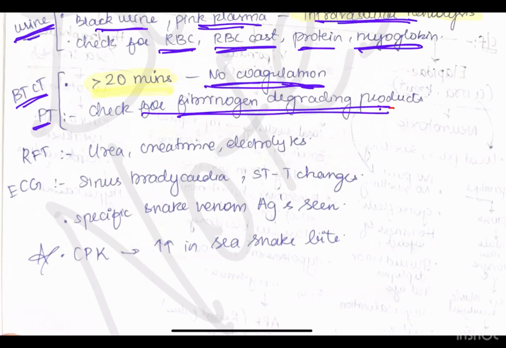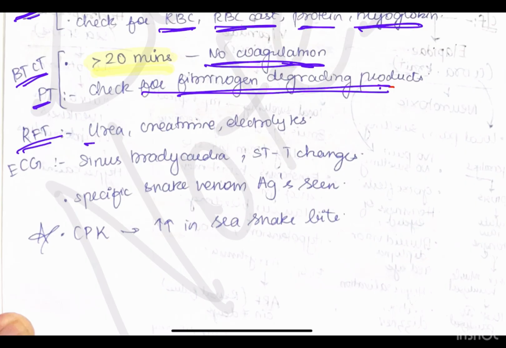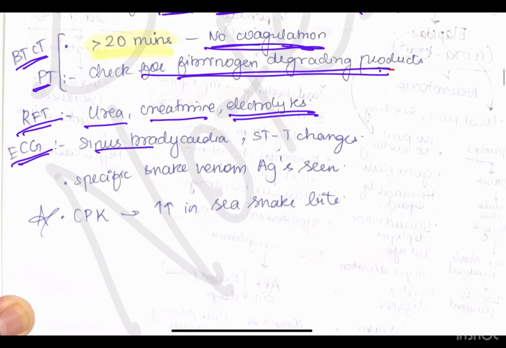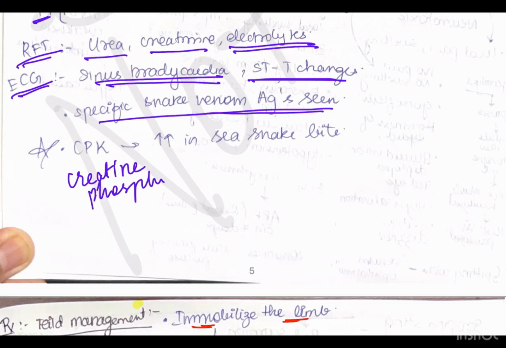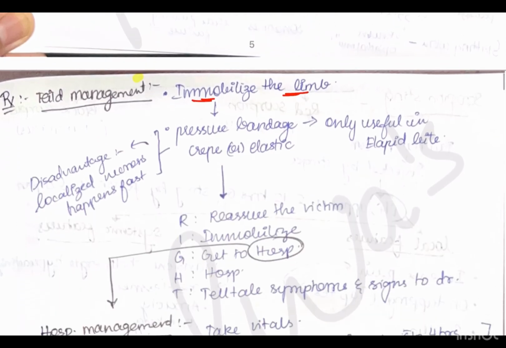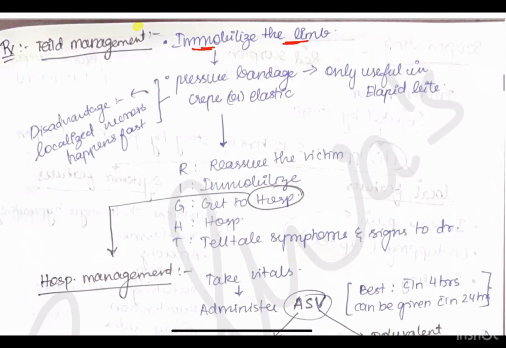Next, in renal function test, we have to check for urea, creatinine, and electrolytes. ECG shows sinus bradycardia, ST and T wave changes, and specific snake venom antigens are seen. Creatinine phosphokinase is increased in sea snake bites. Now we'll go for the treatment. So we have to divide it into two parts: field management and hospital management.